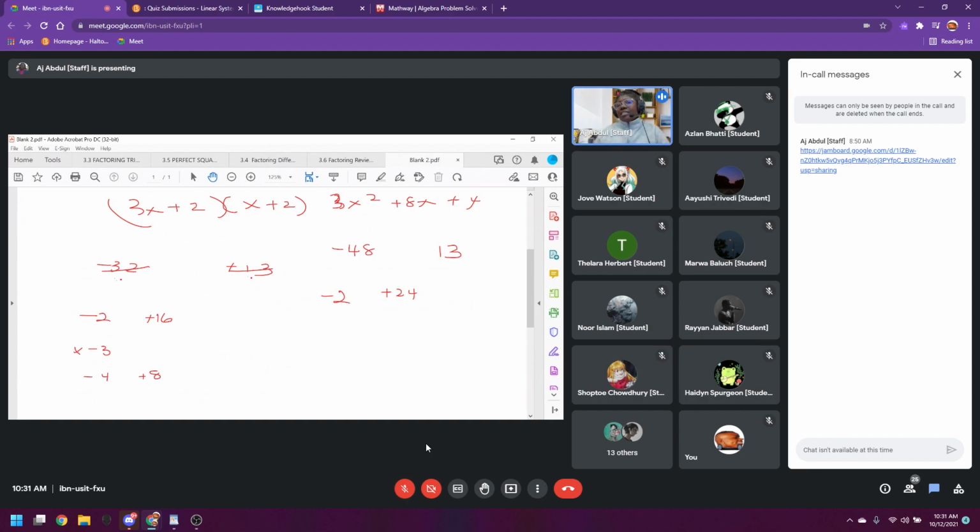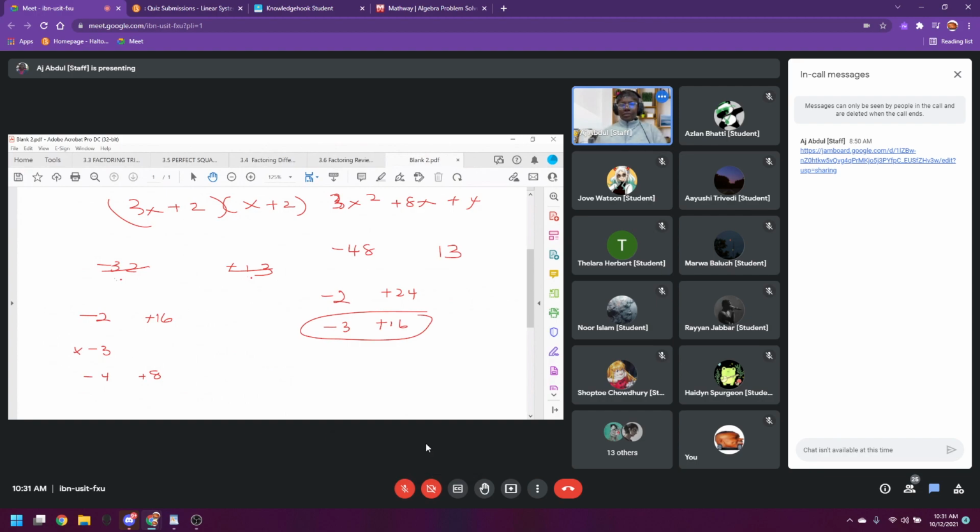If I try 3, can I divide 48 by 3? Yeah, you'd get 16. Negative 3 plus 16 is equal to 13. All right. So that's the pair that we are looking for. That's the pair that we need to use.